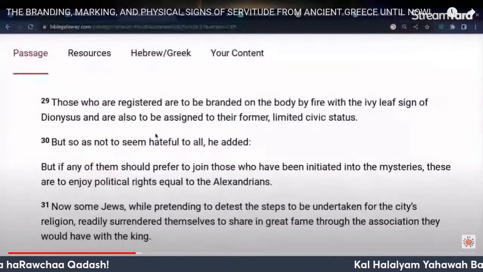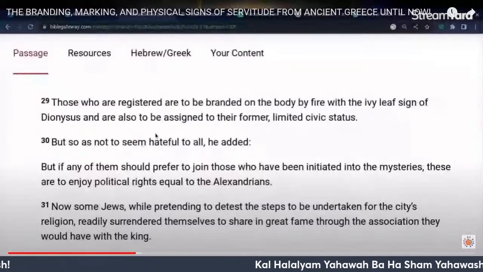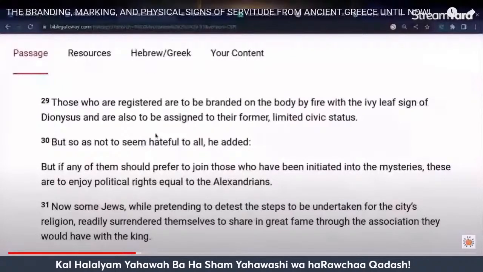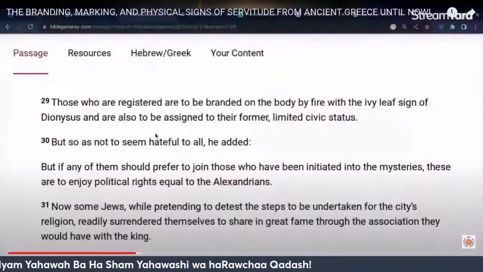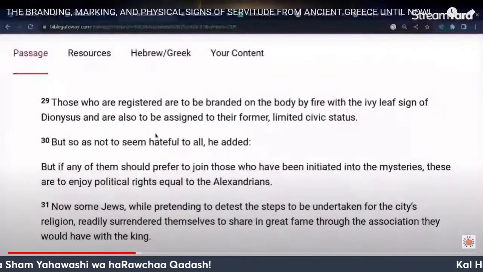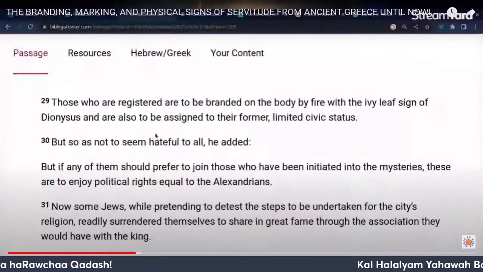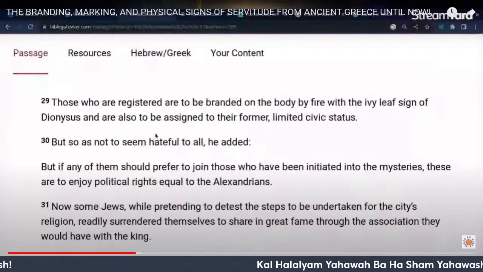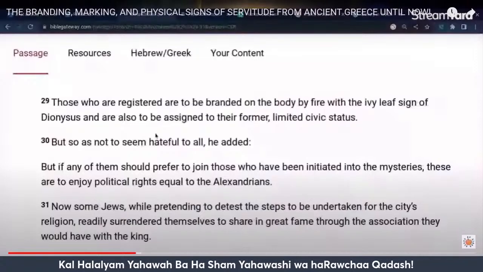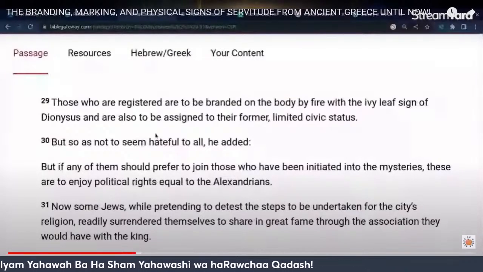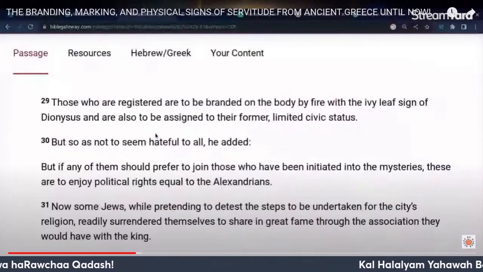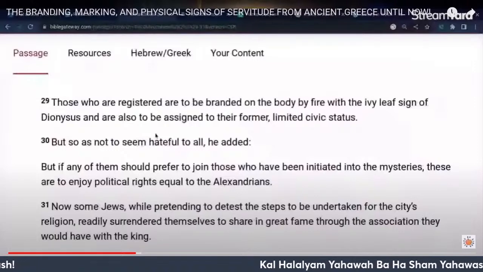No different. Now, some Jews, while pretending to detest the steps to be undertaken for the city's religion, readily surrendered themselves to share in great fame through the association they would have with the king. So they readily surrendered themselves to share. And that goes back to the scripture about Moses. Would he rather suffer? He chose rather to suffer. Let me get that real quick. I know it's in Hebrews.